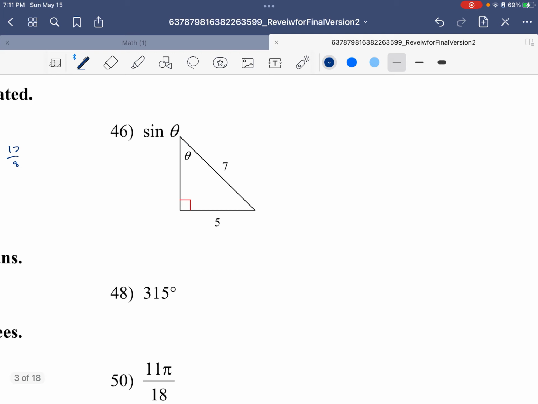Now over here, this is our angle. Sine is opposite over hypotenuse, so it's 5 over 7.